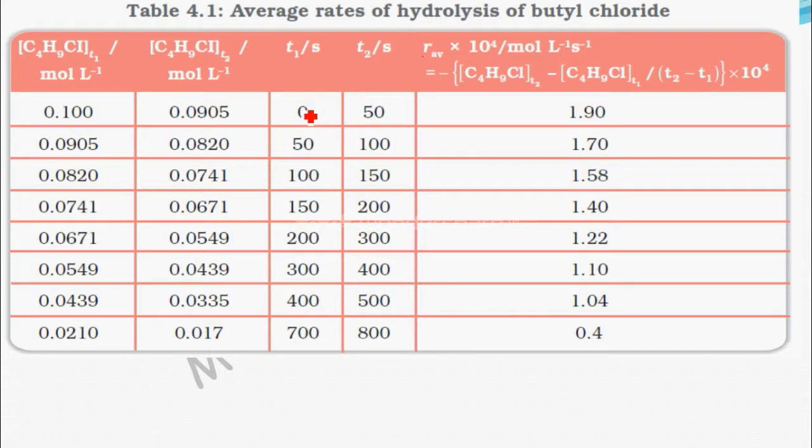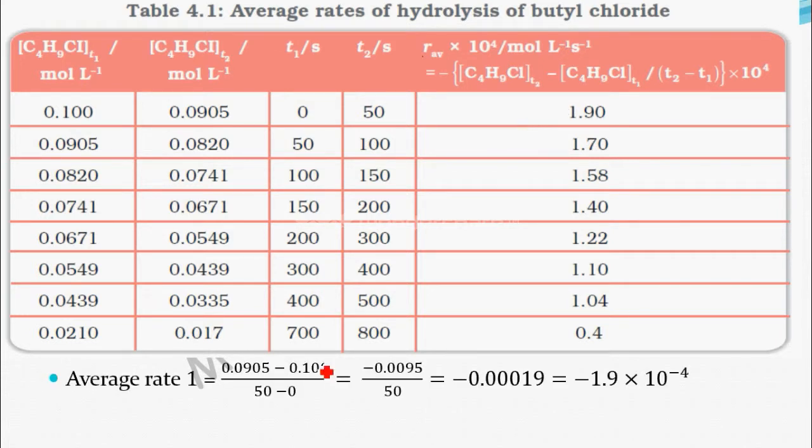See here, at 0 seconds the concentration was 0.100, and at 50 seconds the concentration was 0.0905. Now during this time interval, that is the 0 to 50 interval, let's see what the average rate is. I have already calculated it. Let's see how it comes. Average rate, I will call this average rate 1. You know that average rate is change in concentration of reactant, that is 0.0905 minus 0.100, divided by change in time, that is 50 minus 0.